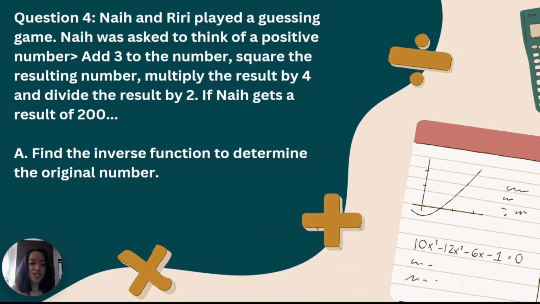Thank you, Professor Sean, for explaining question 3. Next is question 4. Nai and Riri played a guessing game. Nai was asked to think of a positive number. Add 3 to the number, square the resulting number, multiply the result by 4, and divide the result by 2. If Nai gets a result of 200, find the inverse function to determine the original number. Let us have Professor Ina explain question number 4.